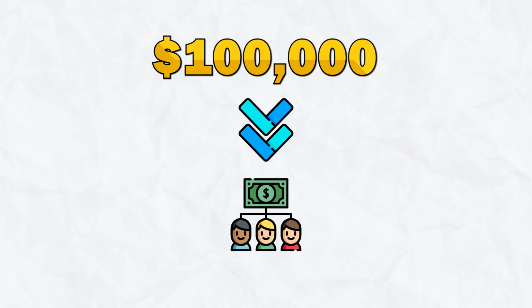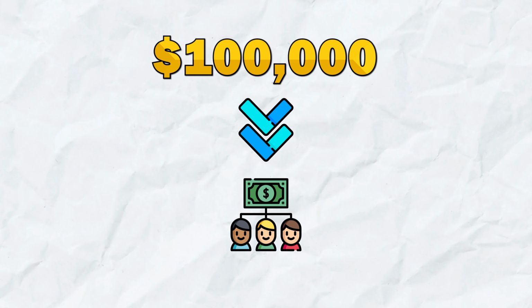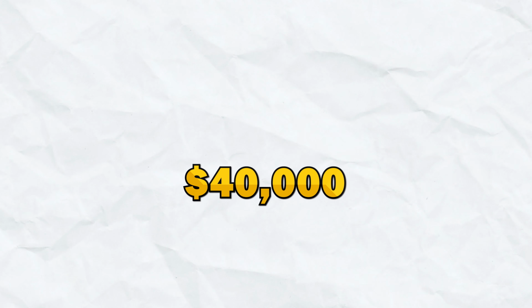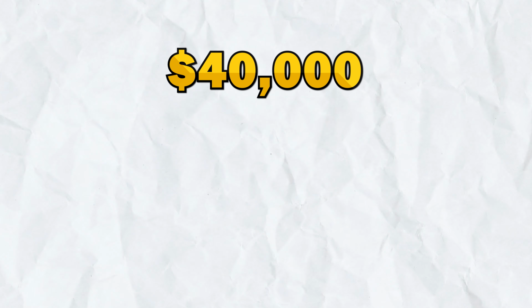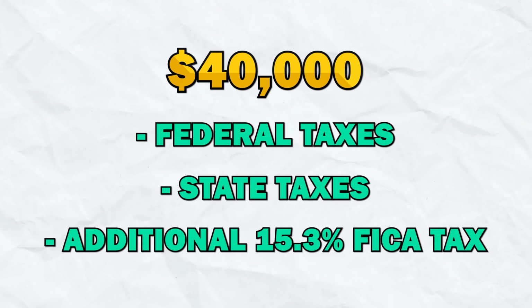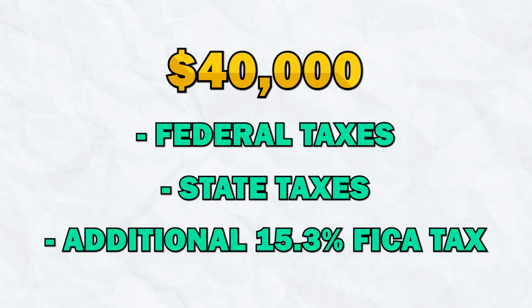So of that $100,000, you're going to pay yourself, an employee of your own company, a salary. It needs to be a reasonable salary. So let's say in this case, it's going to be $40,000. So on that $40,000 of salary, we're going to be paying our federal taxes, we'll be paying our state taxes, and we'll be paying that additional 15.3% FICA tax.